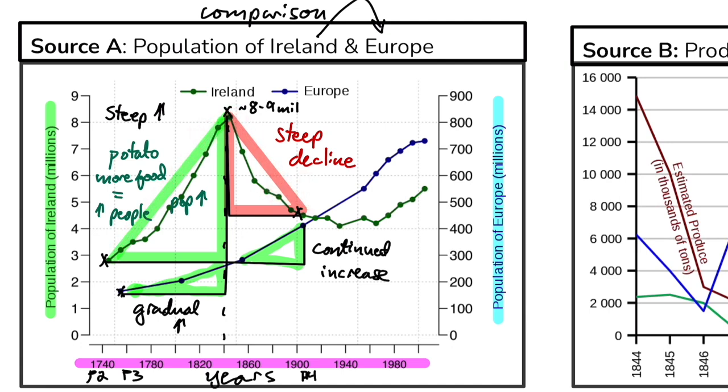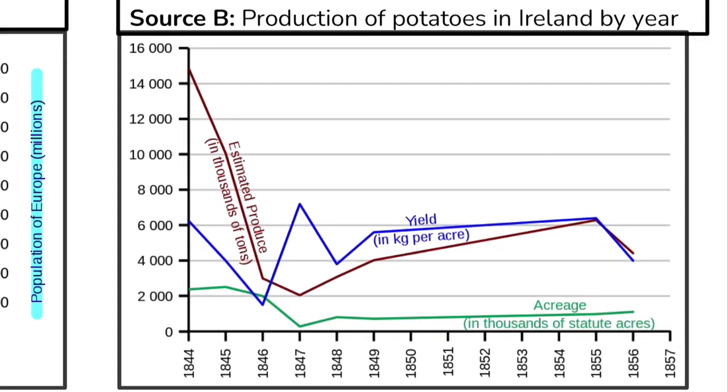Now let's look at source B, the production of potatoes in Ireland by year. Like with the last chart, we have an x-axis of years, and our y-axis here is the estimated production in thousands of tons, so a ton of food, okay, starting in 1844. And we have the yield, how many actual potatoes survived to be harvested. So we have expected versus actual, and then how much land was used for farming potatoes in Ireland.